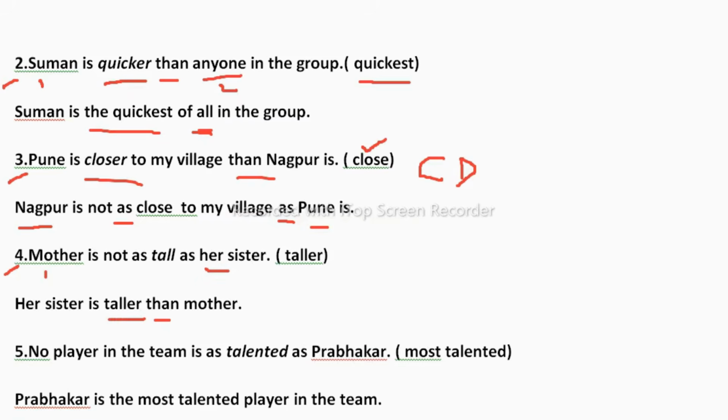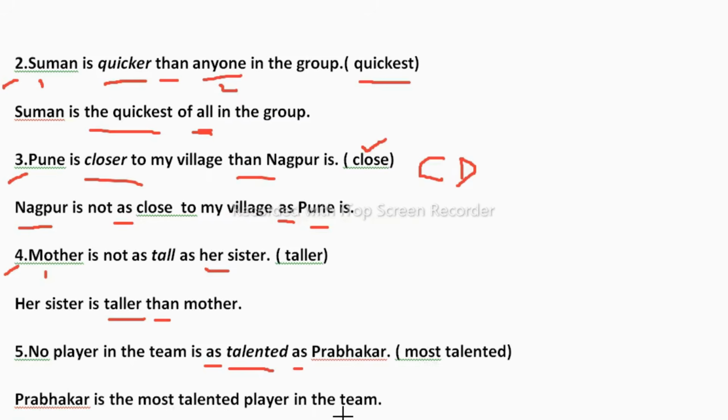Next one, no player in the team is as talented as Prabhakar. The same quality we are describing here. That's why they have used as... as, and talented as Prabhakar. So here we have to use the superlative degree and transform this sentence. The words most talented we have to take here. So, Prabhakar is the most talented player in the team.